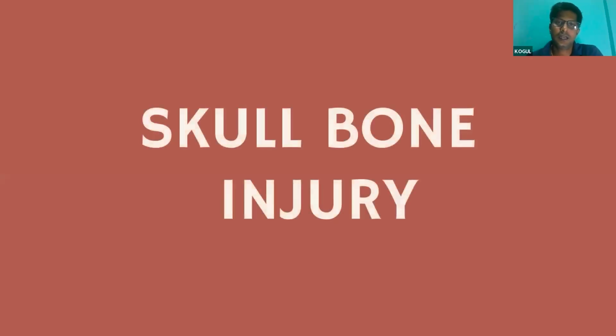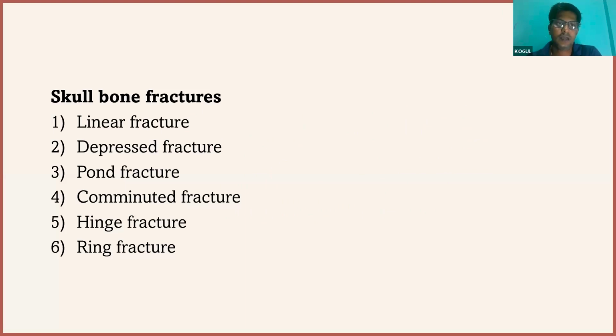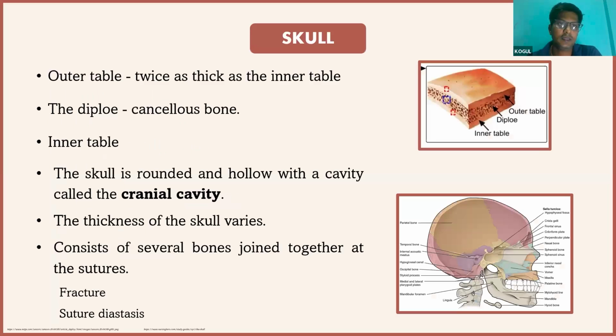So we move into skull bone injury, that is fracture. As you all know, we will quickly see the injury patterns. The skull bone has three layers. I told you the outer layer, the diploe, and the inner table. So outer table, diploe, and inner table. This type of bone is there.